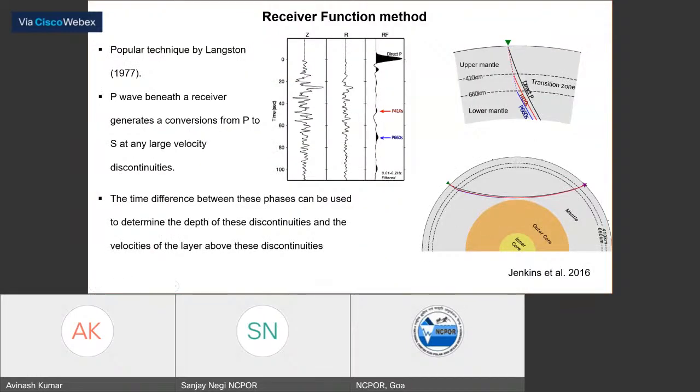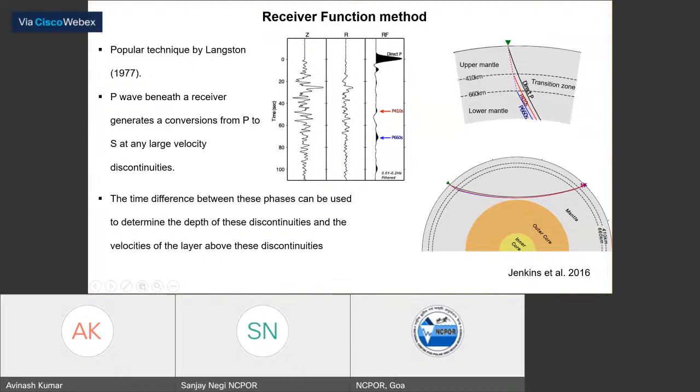Next, for a deeper investigation, we also utilized the receiver function method, which samples the deeper part of the Earth. There are important discontinuities, known as the 410-kilometer discontinuity and the 660-kilometer discontinuity, which mark the transition zone. This transition zone separates the upper mantle from the lower mantle.